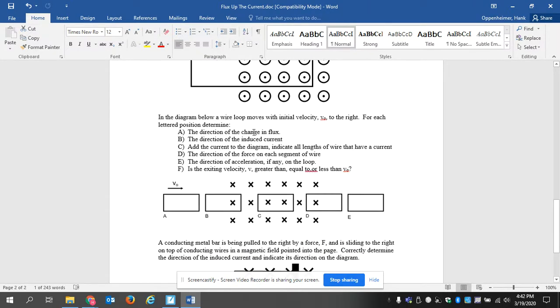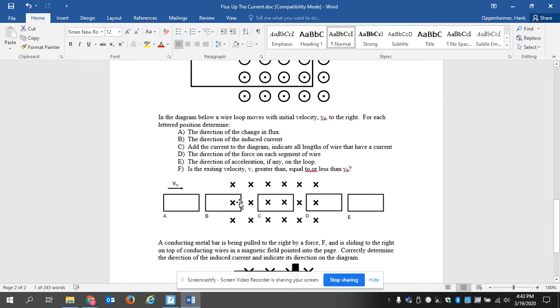It says in the diagram below, a wire loop moves with initial velocity v naught to the right. For each lettered position determine the direction of the change in flux, the direction of the induced current. Add the current to the diagram, indicate all lengths of wire that have a current, the direction of the force in the segment of wire, the direction of the acceleration, if any, in the loop, and is the exiting velocity v greater than or equal to or less than v naught.